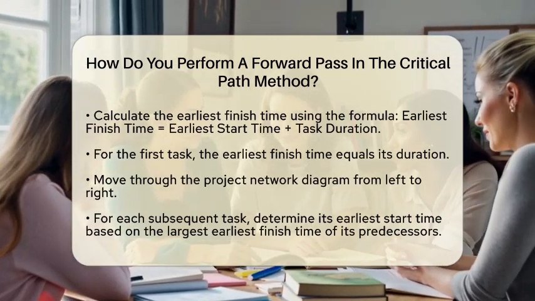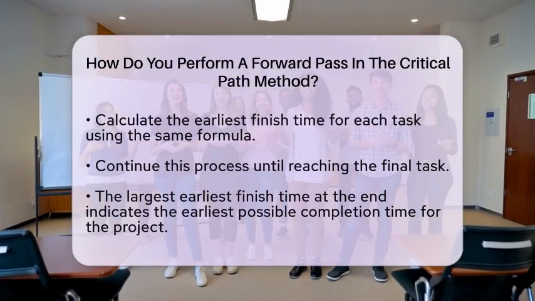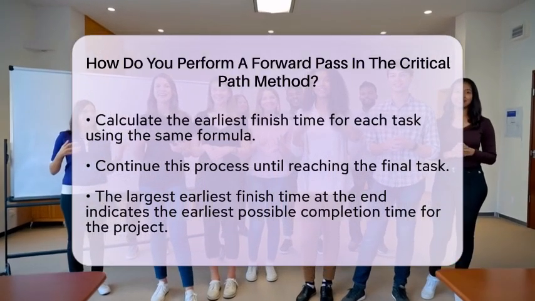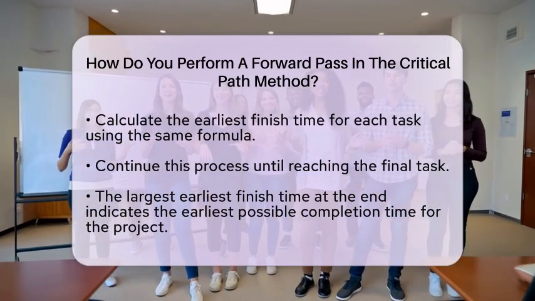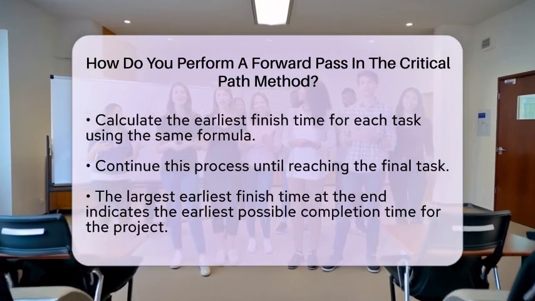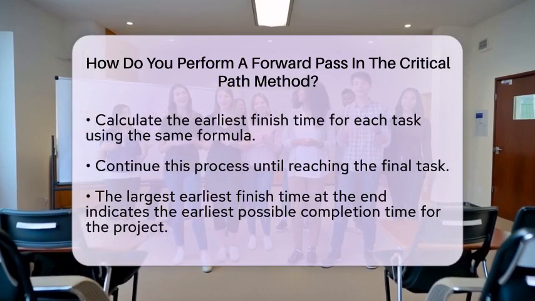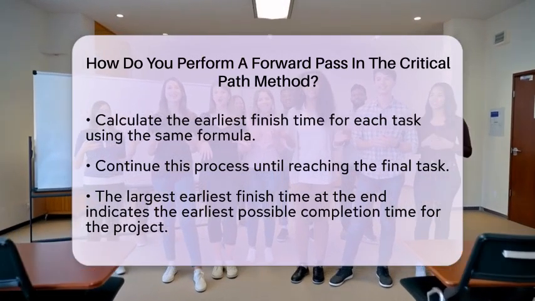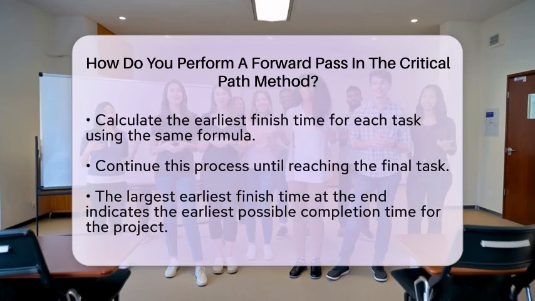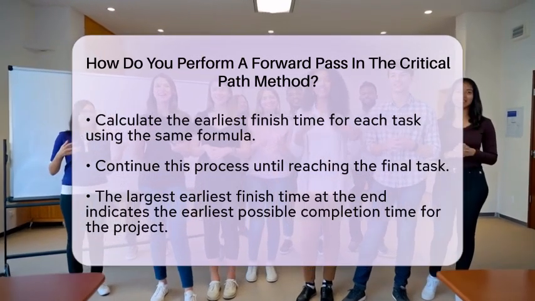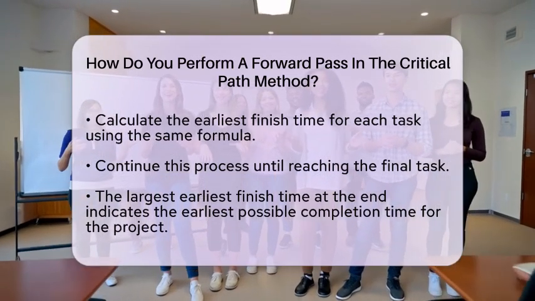After determining the earliest start time for each task, calculate the earliest finish time using the same formula. Earliest finish time equals earliest start time plus task duration. Continue this process for all tasks until you reach the final task. The largest earliest finish time at the end of your forward pass will represent the earliest possible completion time for your entire project. By completing the forward pass, you establish the earliest timeline for each activity.